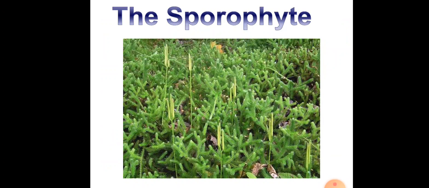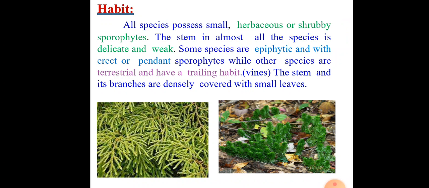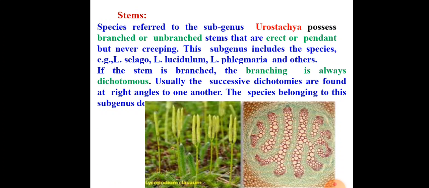What about the sporophytic condition of Lycopodium? All species possess small herbaceous or shrubby sporophytes. The stems in almost all the species are delicate as well as weak. Some of the species are epiphytic, and some can stand erect on the ground. The stem is branched and densely covered with small leaves.